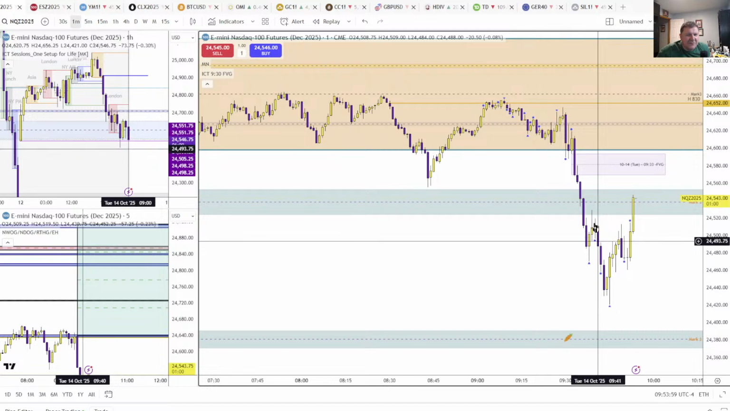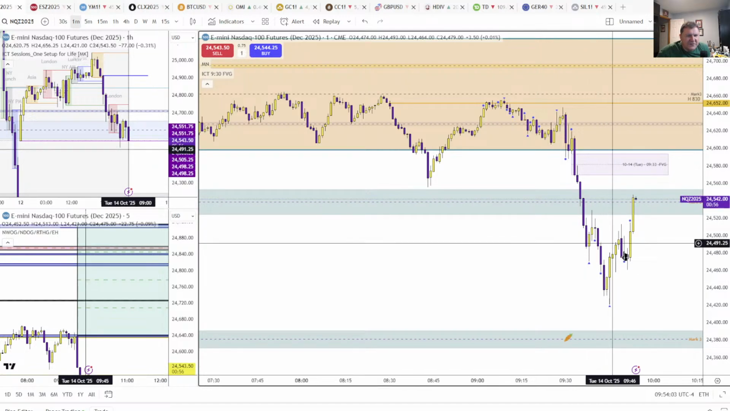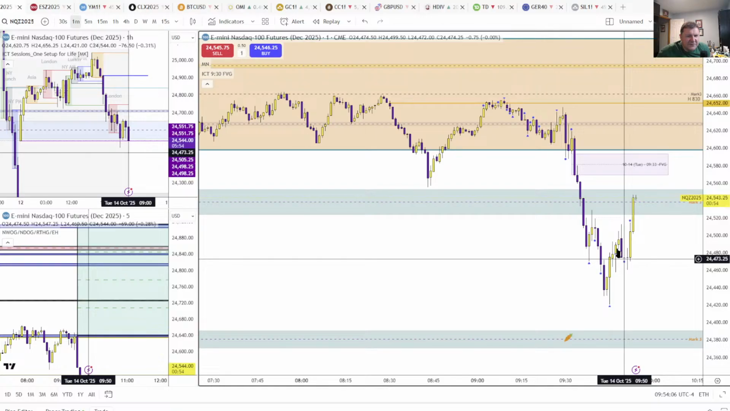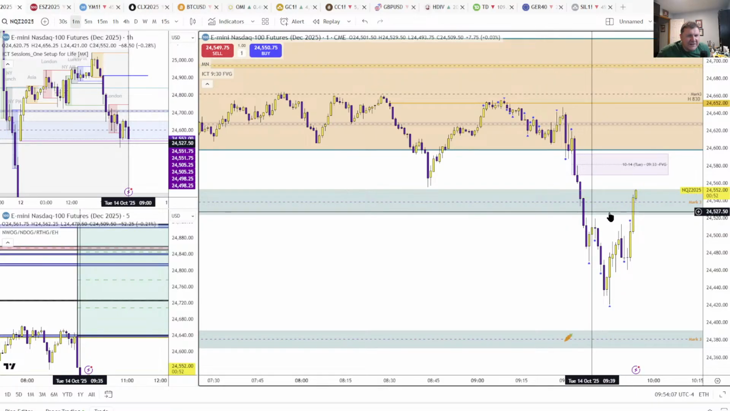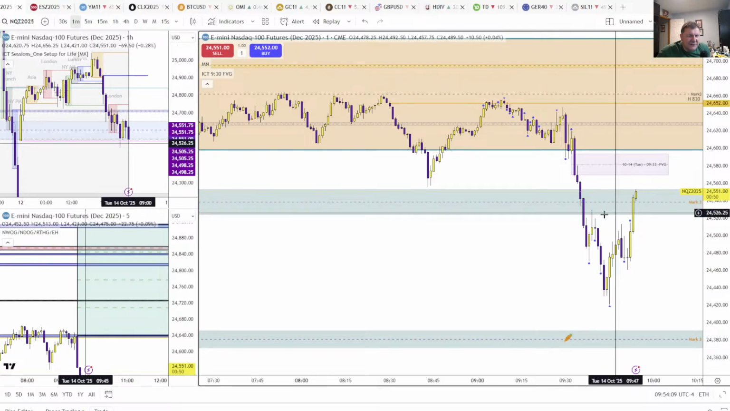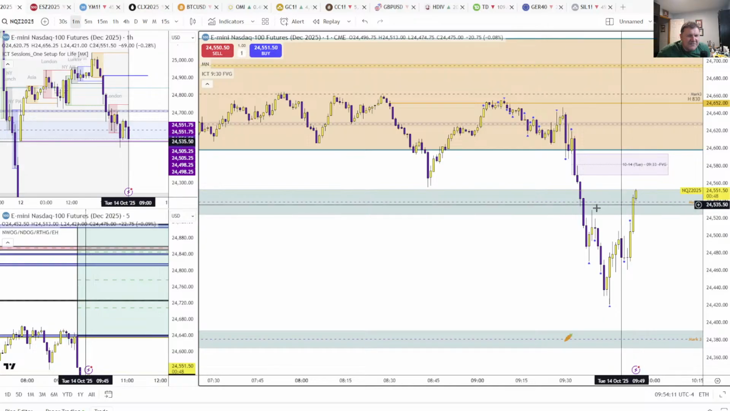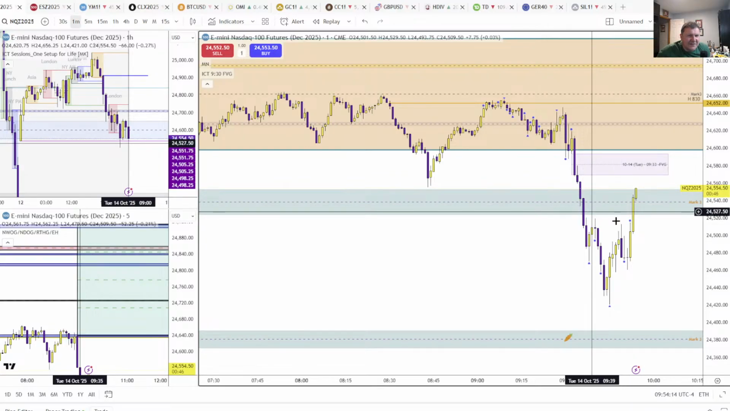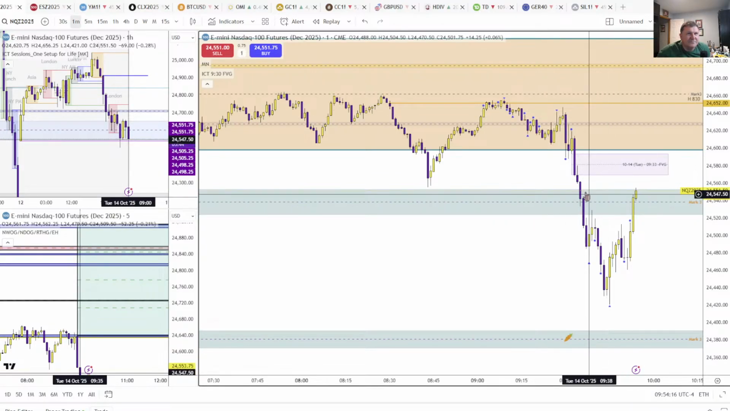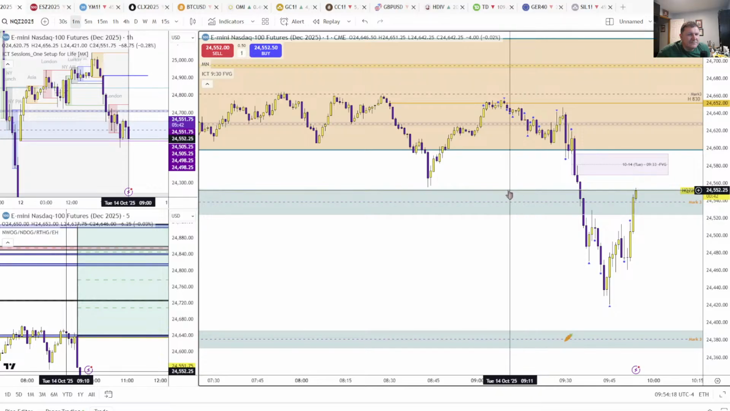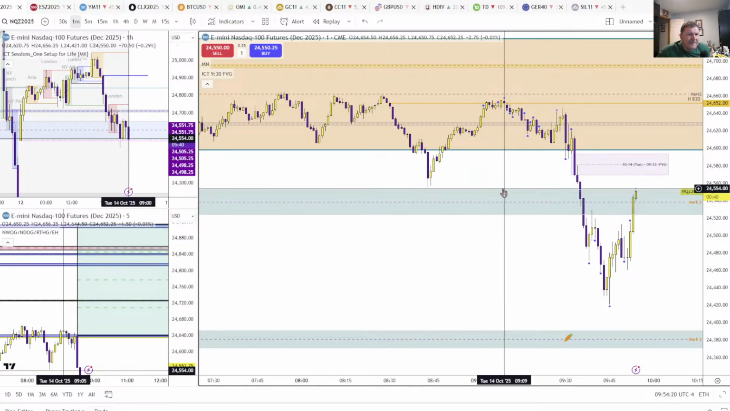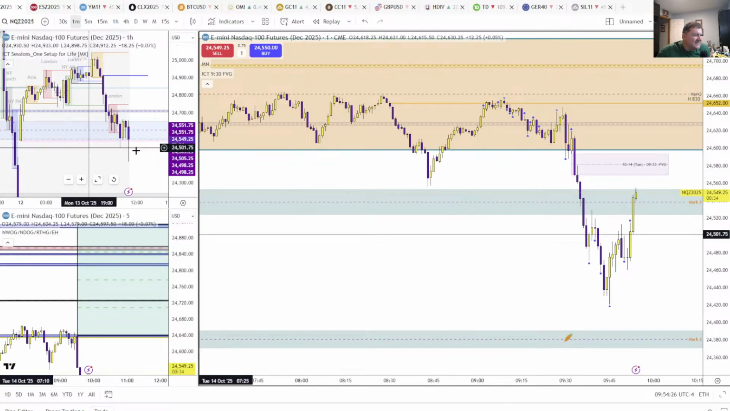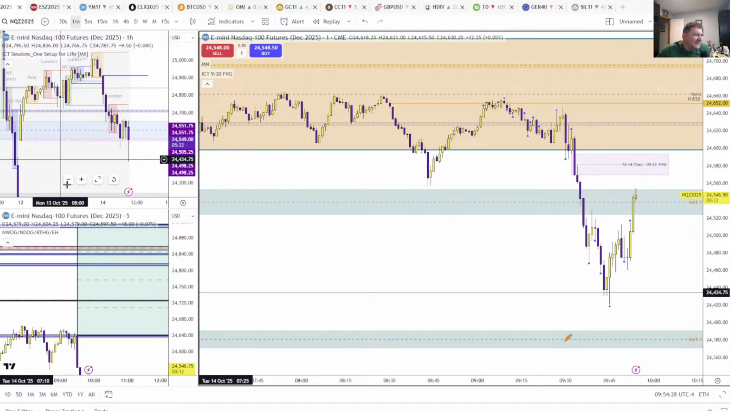There you go. So now we're looking above here. You've got one entry, two entries. Now we're looking for this to take out the high. It is. That's good. Now you want to see it come back and just tap this and then start running higher. This would be nice to leave this all untouched down here now.